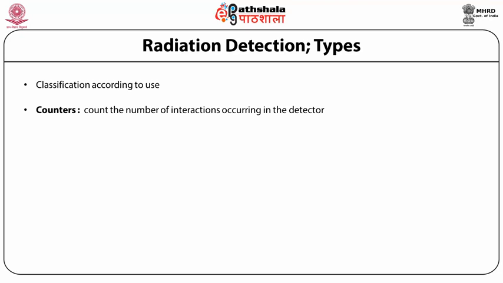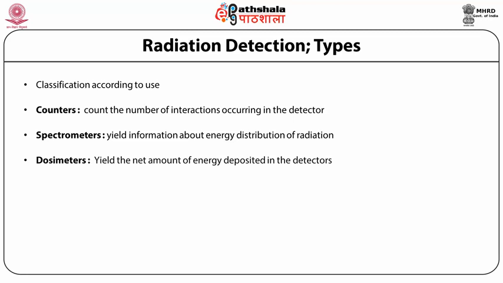Another category of detectors are called spectrometers. Spectrometers yield information about the energy distribution of radiation. So counters do not give us any information on the energy of the radiations, but spectrometers give specific information about what is the energy of radiation entering and interacting with the detector material. Then we have another category of detectors called dosimeters. Dosimeters yield the net amount of energy deposited in the detectors.